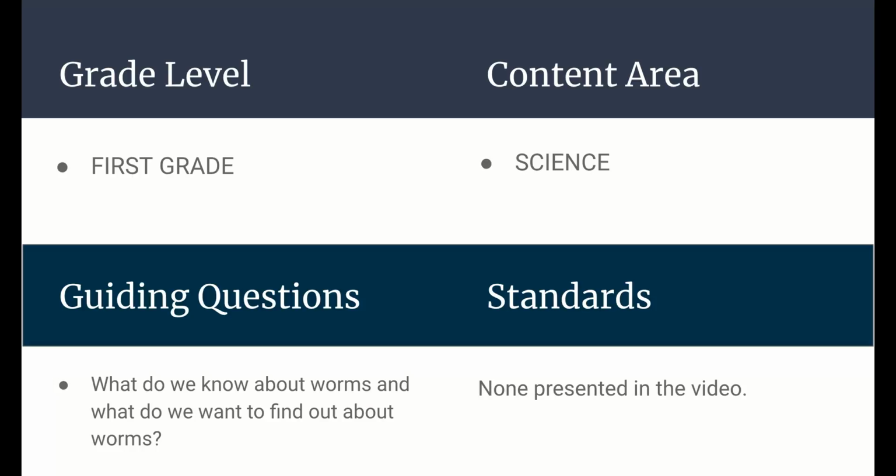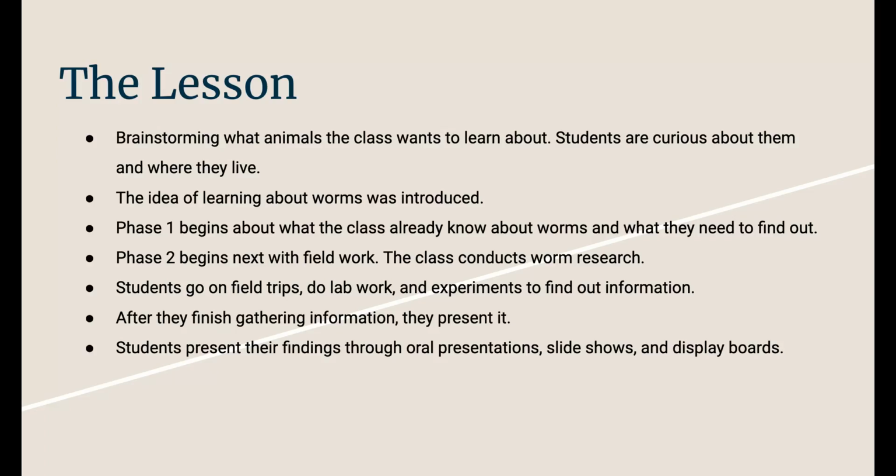For the grade level, 1st grade, it was science, of course, and the questions that were presented were what do we know about worms and what do we want to find out about worms, and no standards were presented. In the lesson, they brainstormed about what animal they wanted to do, and then they figured out that they wanted to do worms. So the teacher then began phase 1, where they ask what the students already know, and they think about that, and then they figure out what they want to find out about it.